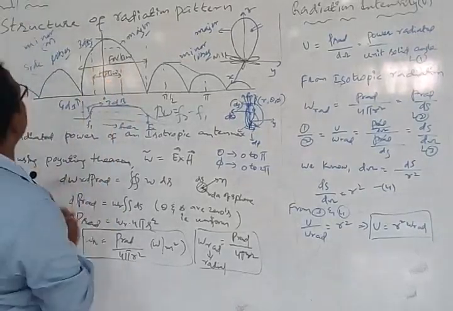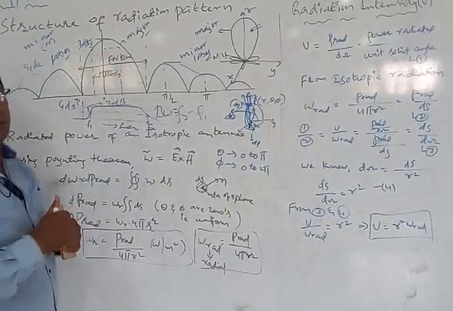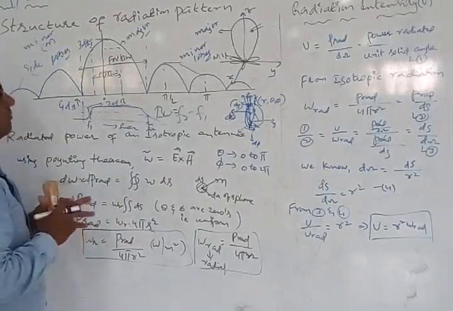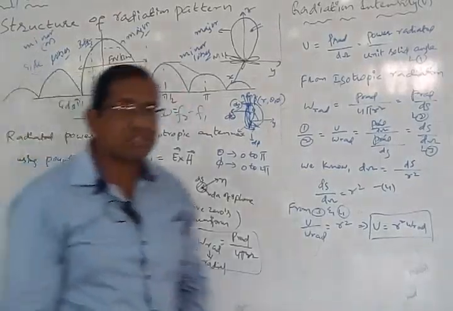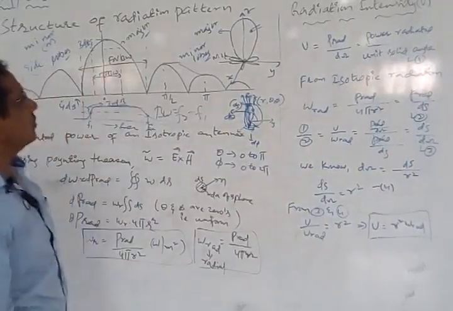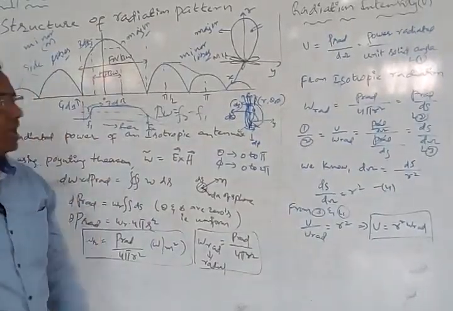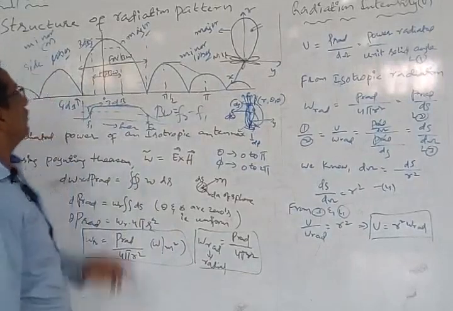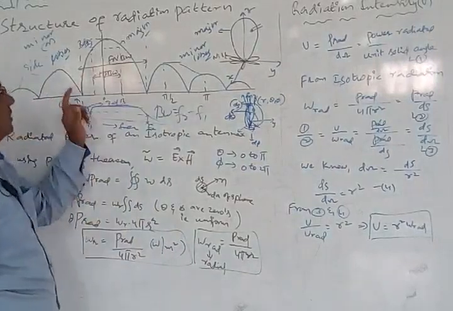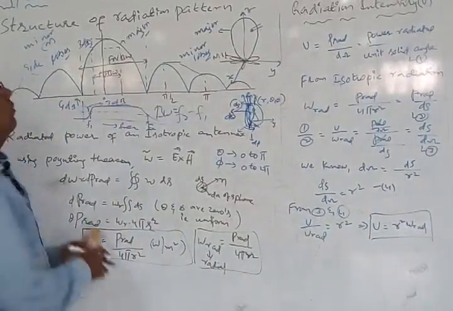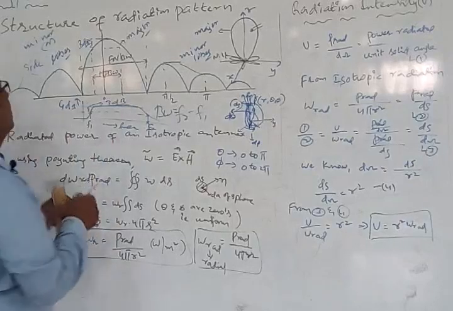The next one is going to be the first null. Here we normally consider them as beams, so instead of bandwidth, we call it beam width. So I can call these the first null beam width and the half power beam width. Now, what is the first null beam width?